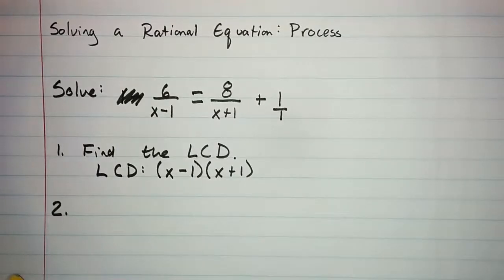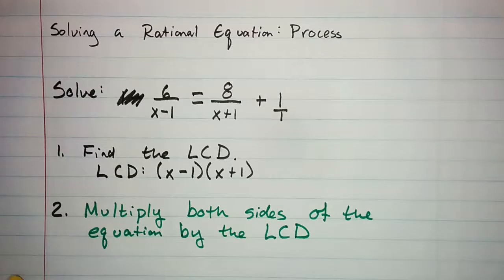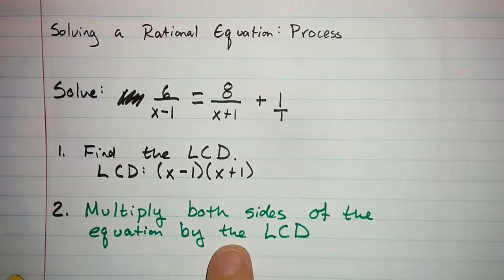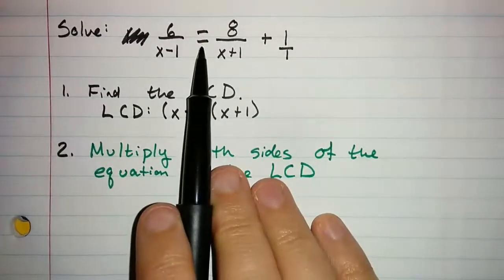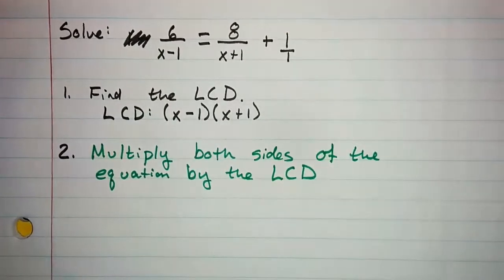The second step, you should be aware, only is available to us if we're solving an equation. In the second step, we are going to multiply both sides of the equation by the LCD. Notice that this changes the value of both sides of the equation. We aren't allowed to do this when we're simplifying an expression and we want to keep the value the same throughout. But here we're solving an equation. We're allowed to multiply both sides of the equation by the same thing.